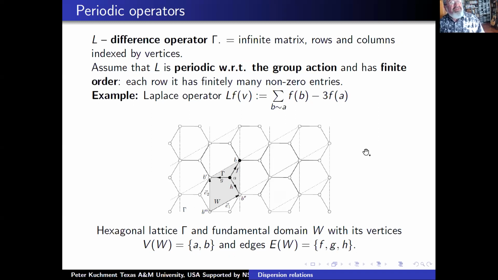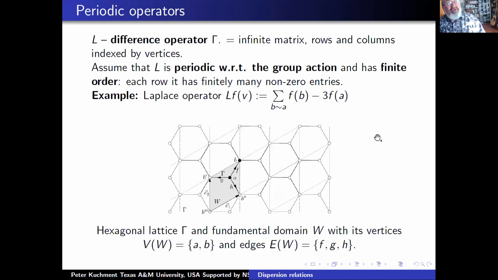We assume that this matrix is periodic with the same group action. So you don't see any difference if you shift. And we also assume that it has finite order. This will correspond to, in the case of differential operators, finite order, which means that each row of this matrix has only finitely many non-zero entries. Or geometrically, it means that the value at each vertex, if you apply this matrix, will involve only a few, finitely many neighbors. Again, in PDEs, this corresponds to the differential order of the operator.